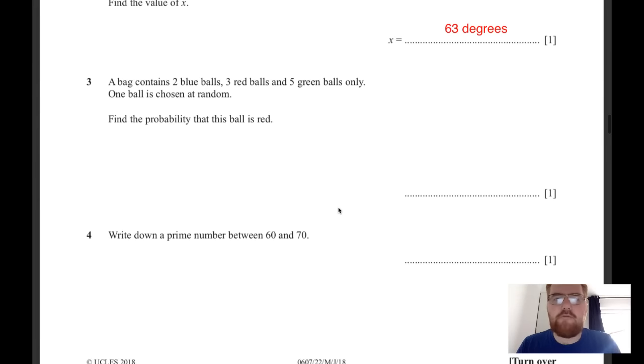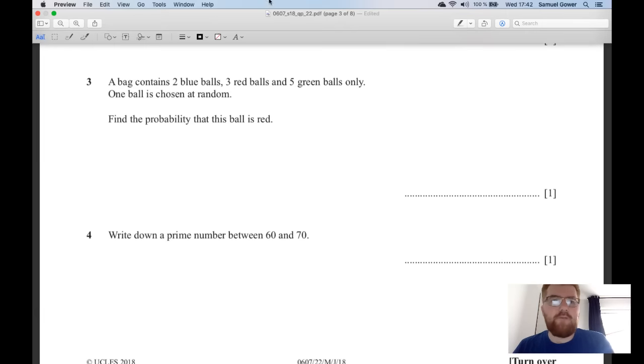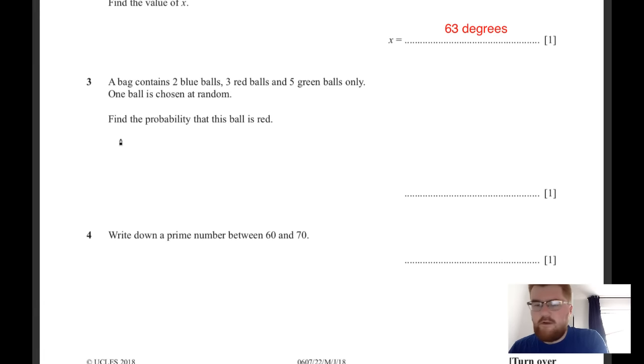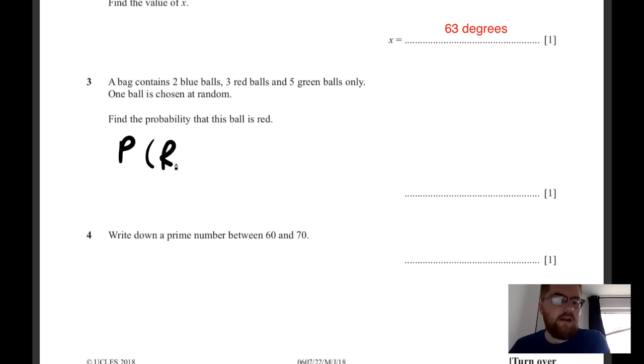Question 3. A bag contains 2 blue balls, 3 red balls and 5 green balls only, so no other colours. 1 ball is chosen at random. Find the probability that this ball is red. So in order to do this, we write down P of red, the probability of red. How many red do we have?